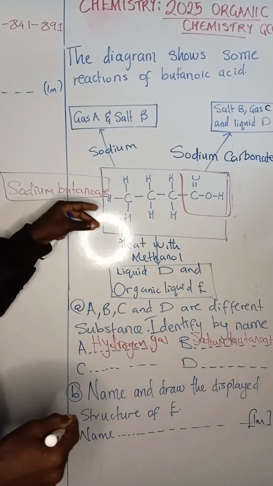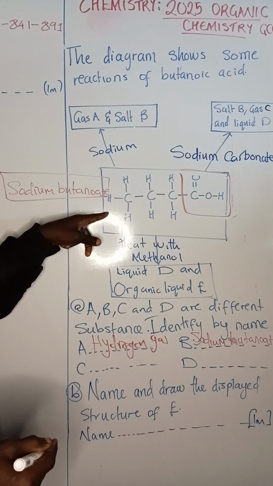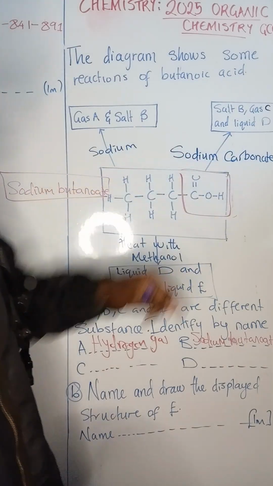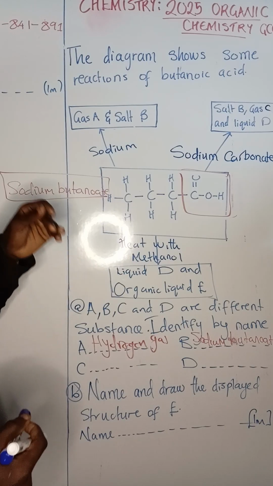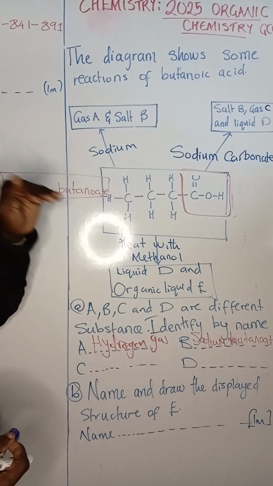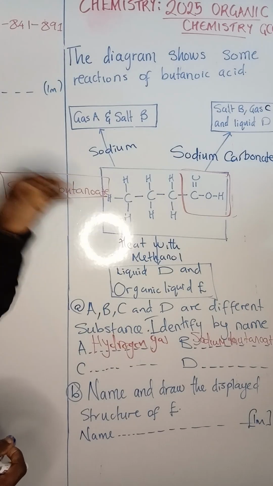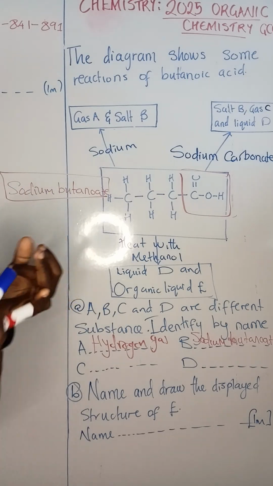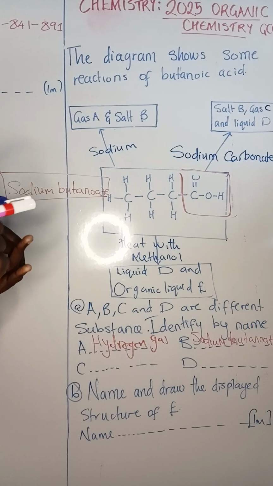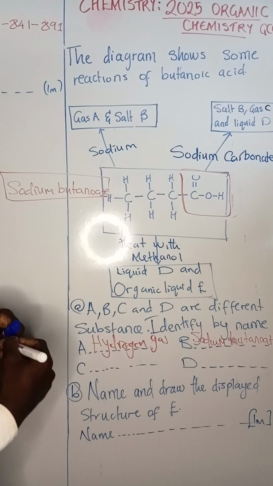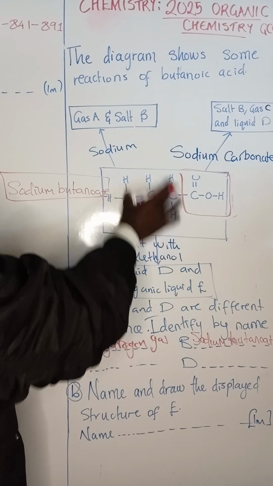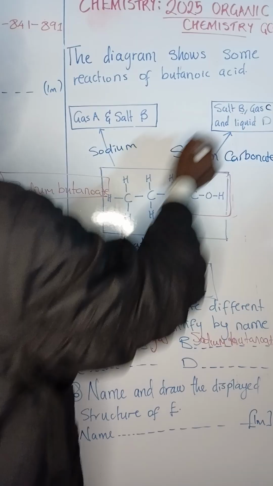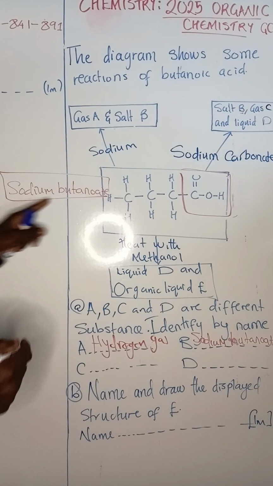Then now this butanoic acid reacted with sodium carbonate. Every time an acid reacts with a carbonate, it produces three things: a salt, a liquid, and a gas. The salt produced is the same salt. You can see the salt. What is that salt? It is B, which is sodium butanoate.